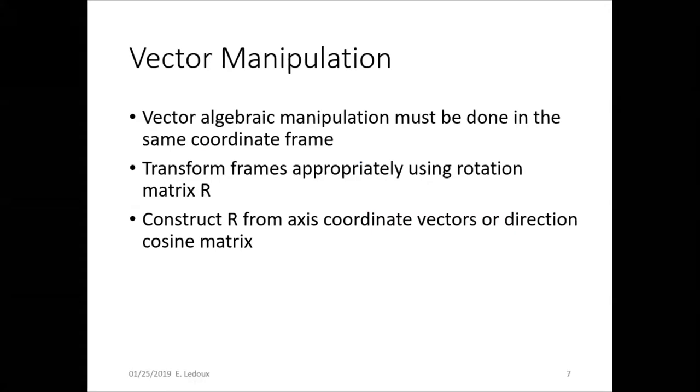Vector algebraic manipulation must be done in the same coordinate frame. So if you want to add, subtract, multiply, divide vectors, whatever, you have to put them all in the same coordinate frame, do the math, and then put them back in the original frame. You can transform the frames appropriately using a rotation matrix. So this is how much is one frame relative to the other. And you get the rotation matrix from either the axis coordinate vectors or the direction cosine matrix. So let's look at what those are.